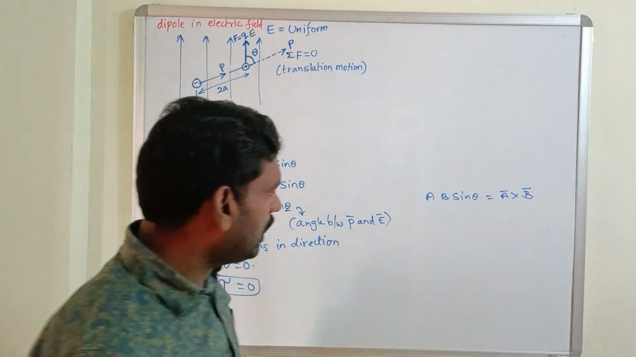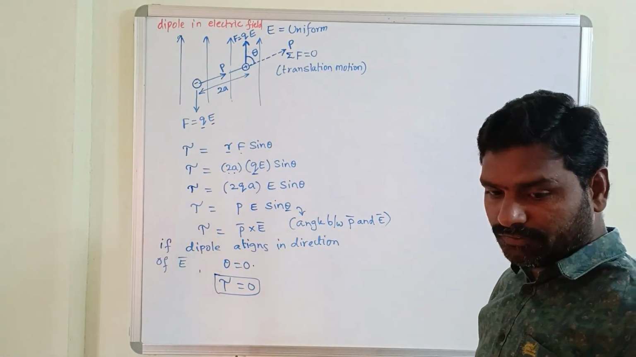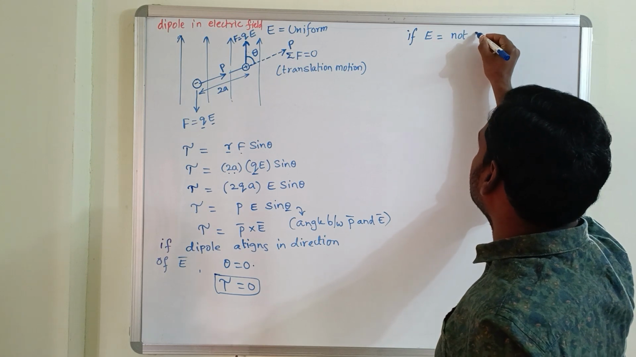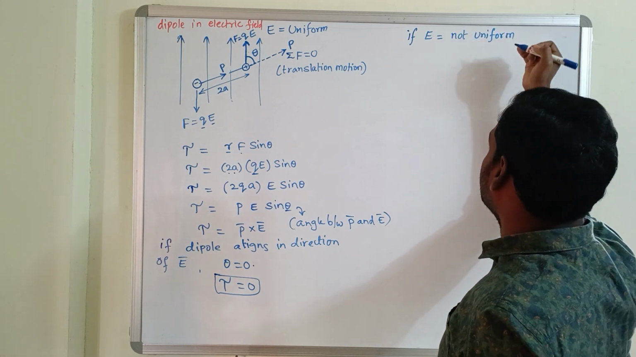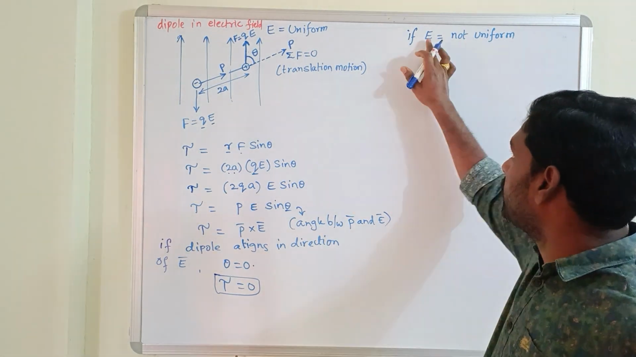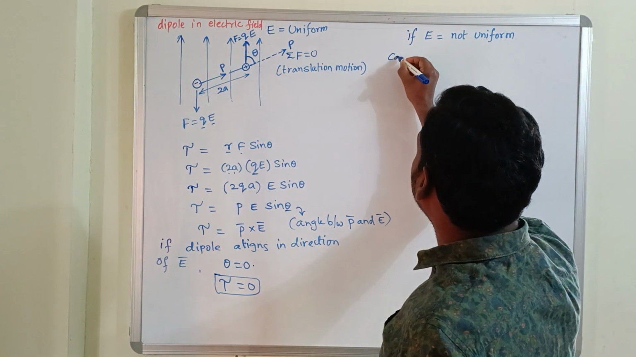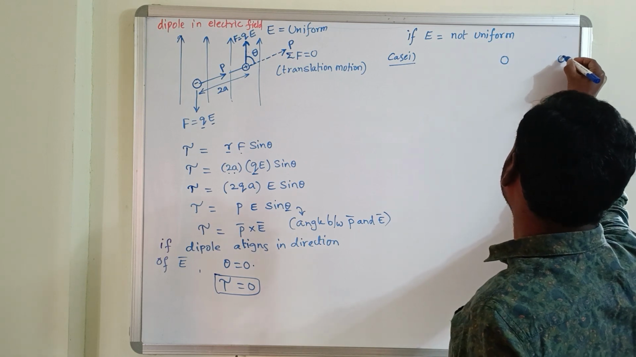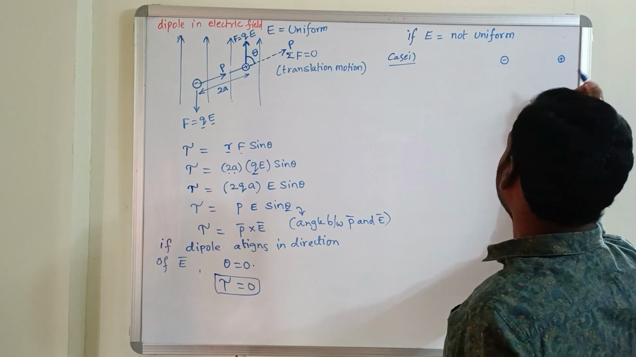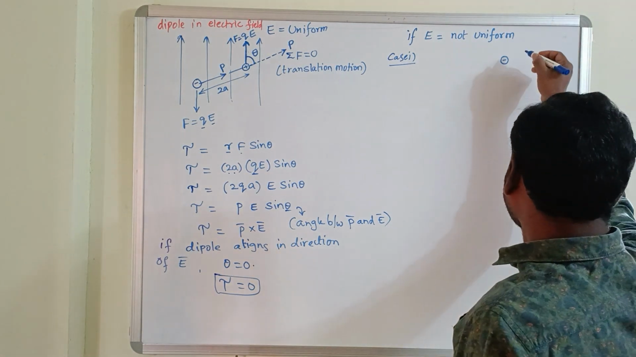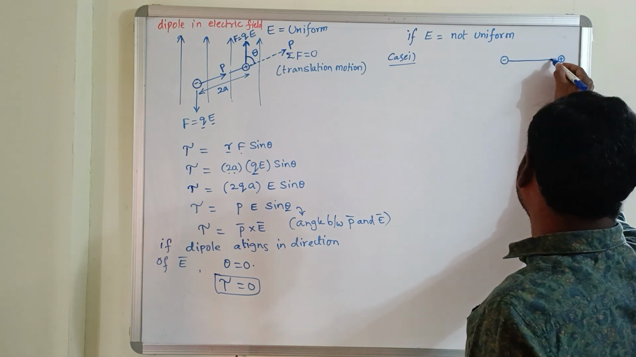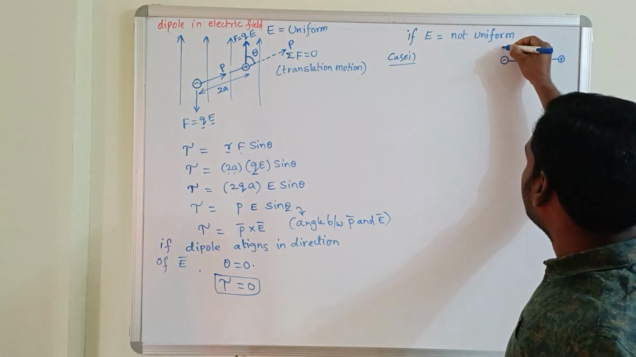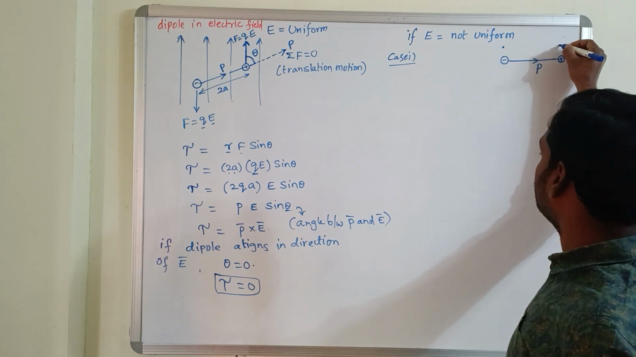Okay. So now I am going to see another case. If the external electric field is not uniform. Suppose I kept the dipole in an external electric field that is not uniform. Case 1: I am taking a dipole like this, a negative charge and a positive charge, and the separation between them is 2a, and this is the direction of dipole moment. Suppose here we have less electric field and here we have more electric field.